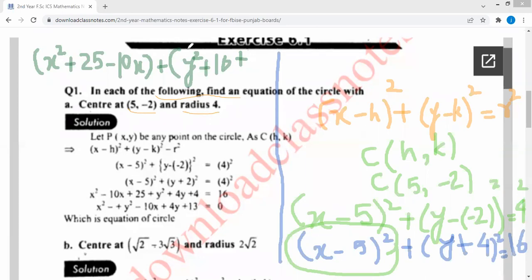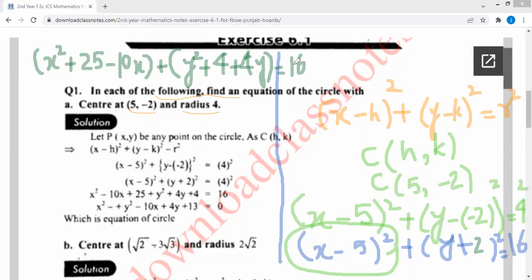sorry, little correction, there is no 16, and also this is 2 plus plus will be minus minus will be 2, so it will be y plus 2 whole square. So y square plus a square plus b square plus 2ab, so it will be plus 4y, and this will be equals to 16. Okay, so this will be equals to what? This will be equals to 16.